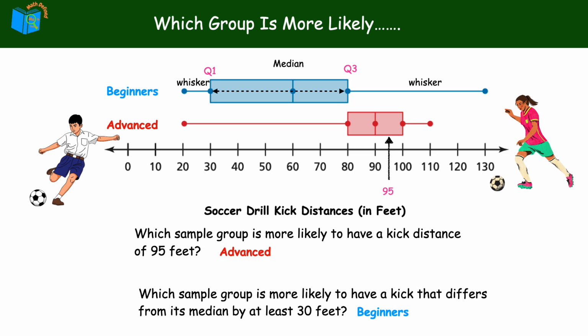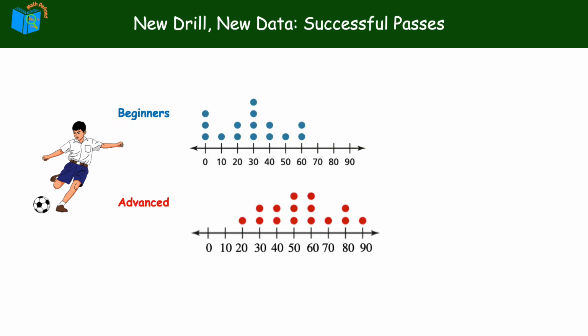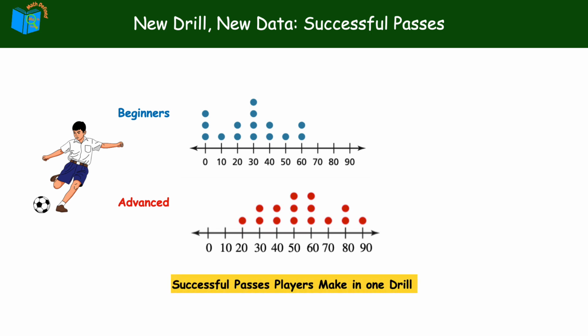But let's not stop there. Let's see what happens in a second soccer drill. We saw what the kick distance data showed us. But let me ask you, is that the whole story? What if, instead of measuring how far they kick, we look at something different, like how many successful passes they complete in a drill? Take a look at these dot plots.